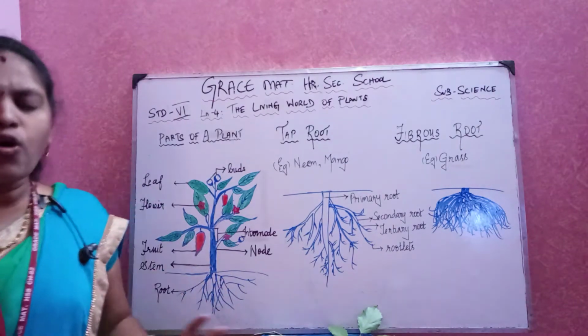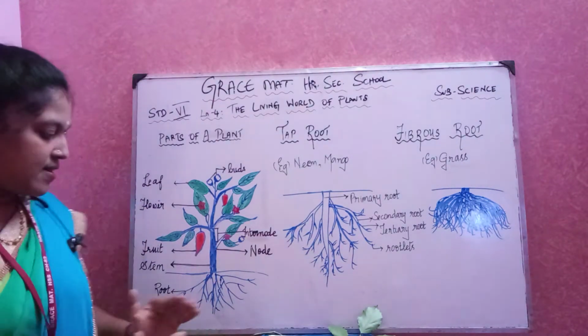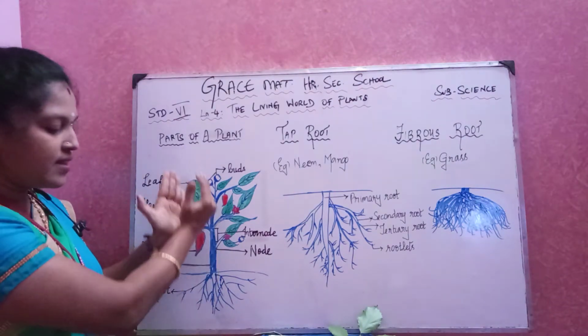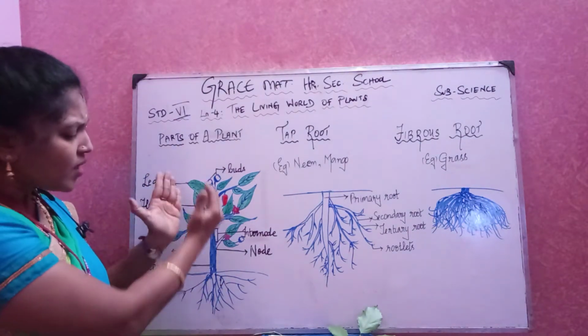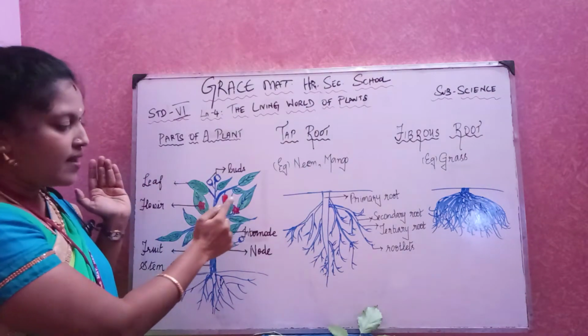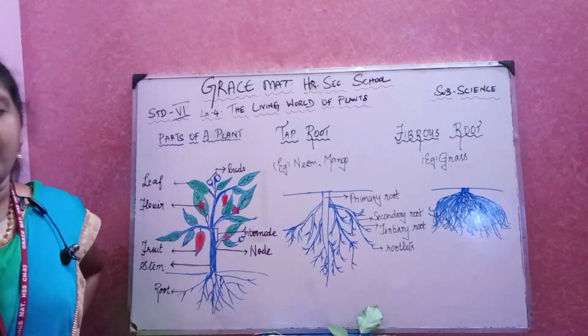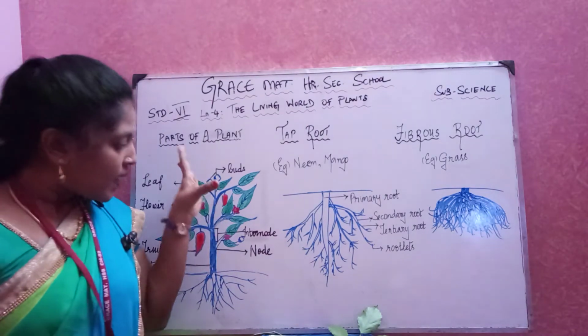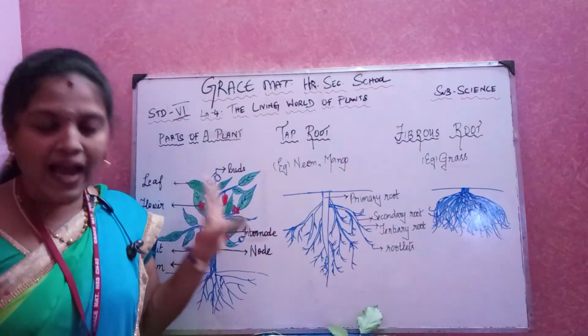So what are the main organs of the plant? Yes, first it is the root, then the axis, the main axis is the stem, then the leaves, then the fruits and flowers. Are you all clear with the main organs of the plant?